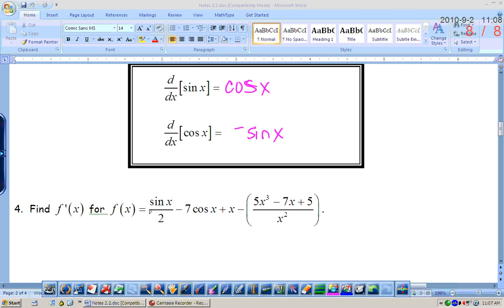Number 4, find f prime of x. Shall we rewrite this a little bit first? We shall. I like to think of sine x divided by 2 as 1/2 sine x. I would prefer to have a coefficient of 1/2 than divided by 2. Minus 7 cosine x plus x. How can I simplify this parenthesis? Yeah, basically divide everything through by x squared. So 5x cubed over x squared will simplify to 5x, and I'm also distributing a negative.